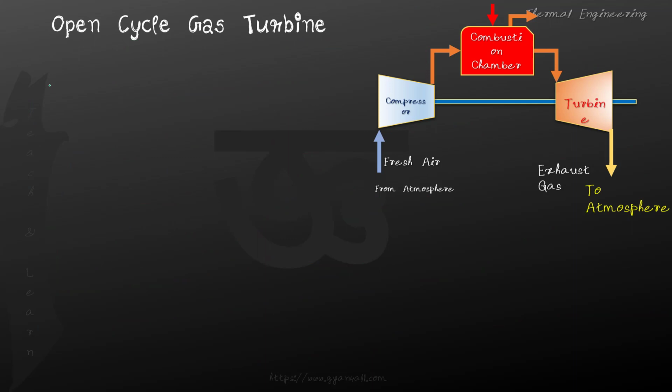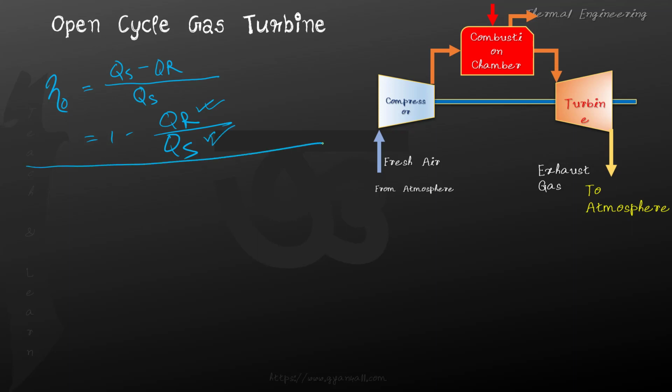Now efficiency, how we will find out efficiency of open cycle? Simple: QS, heat supplied minus heat rejected divided by heat supplied. And that is equal to 1 minus QR divided by QS. You can put the values of QR and QS. Otherwise, we can say, what is W net?